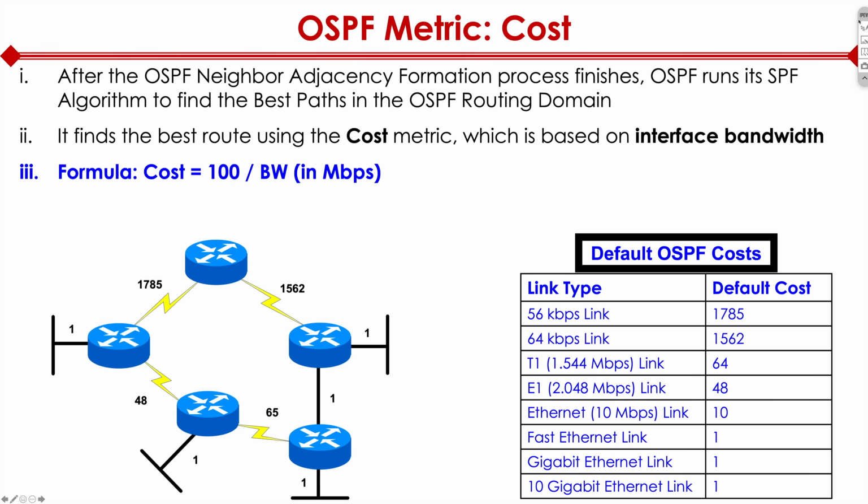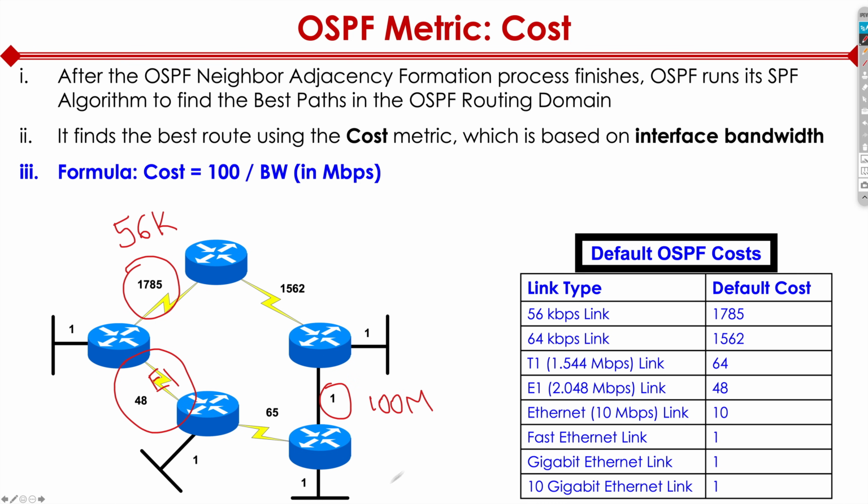And here's a quick topology of how this can play out. As you can see, the different types of links: this is 48 because this is an E1. And this right here is 1785 because this is the 56K circuit. And this one is 1 because it could be a 100 meg circuit. This could be 1 gig, and so on and so forth.